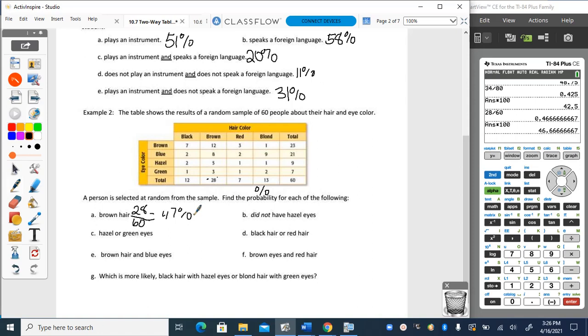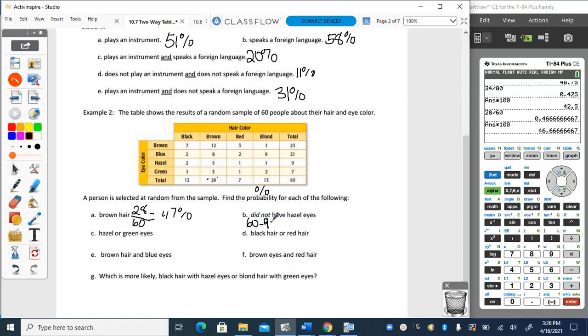Now we want to look at the likelihood that that person does not have hazel eyes. Like, does not have hazel eyes at all. So in order to figure that out, we first have to figure out how many people have hazel eyes. Well, that's 9 people have hazel eyes. So how many people don't have hazel eyes? Well, that would just be the total of people minus the people who do have hazel eyes. So it's 60 minus 9.